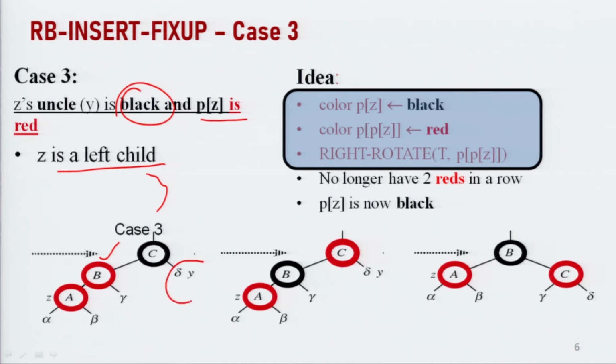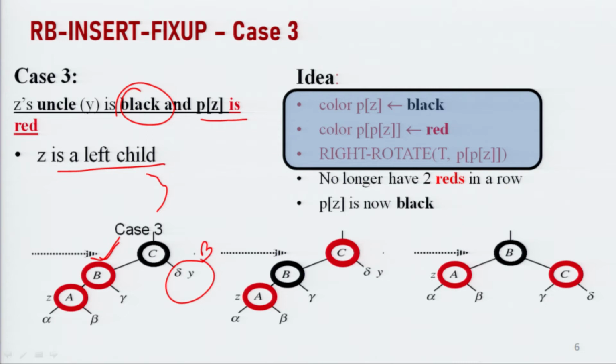its uncle Y, although the color is not shown here, but here we are considering that the color of Y is black. So, the color of Y is black; it may be a nil node also, and a nil node is always black. So, this node must be black. And its parent is also red. So, this is case three, and Z is the left child of its parent.